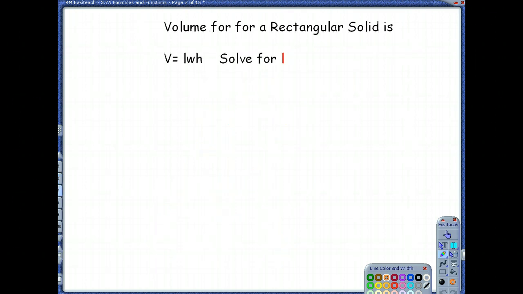On this next one, notice it says we're solving for the L. L right now is being multiplied by 2 pieces. When it's all one term, we're going to divide by both of those pieces at the same time. So I'm going to divide by WH. Whatever I do to one side, I have to do to the other side. Notice the W's and the H's all cancel. So what I'm left with is V over WH is equal to the L.